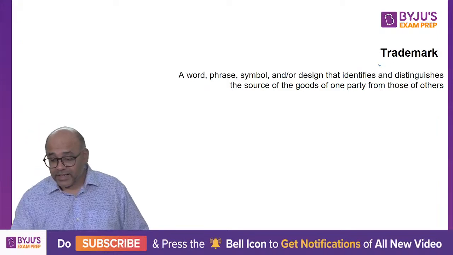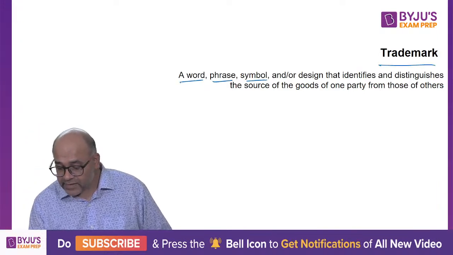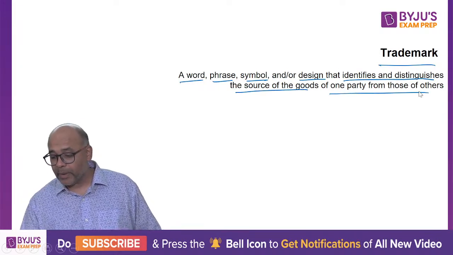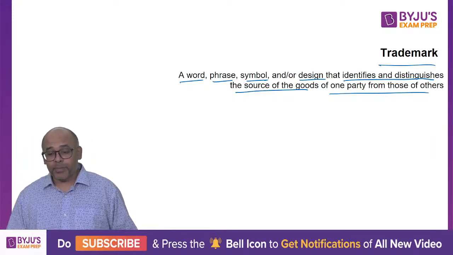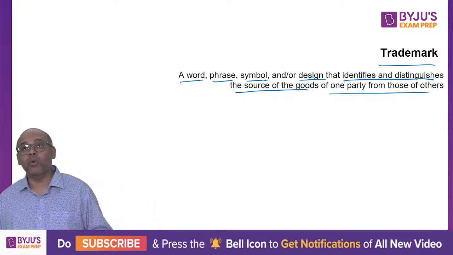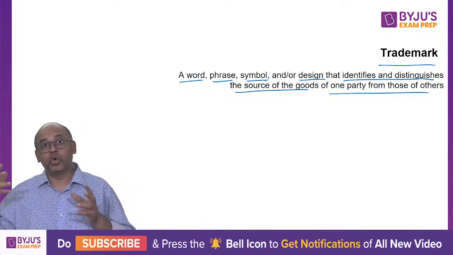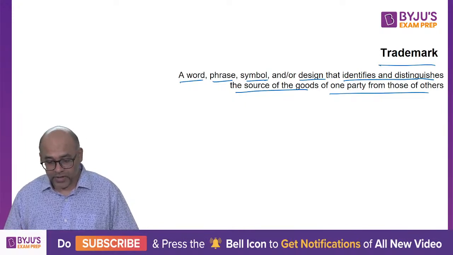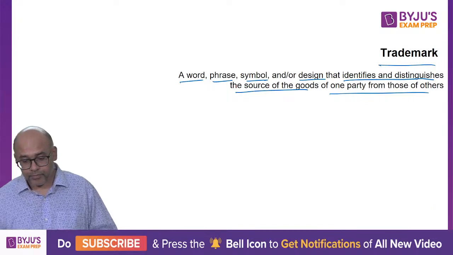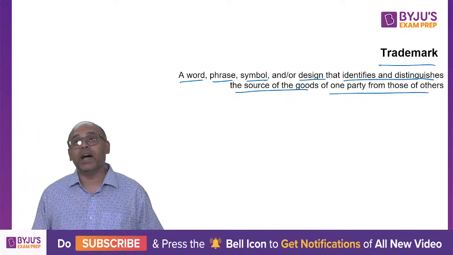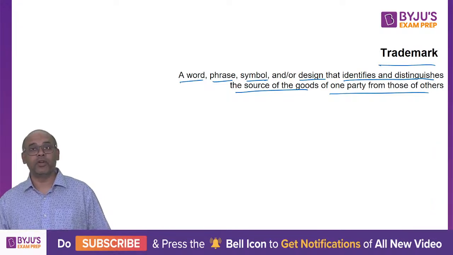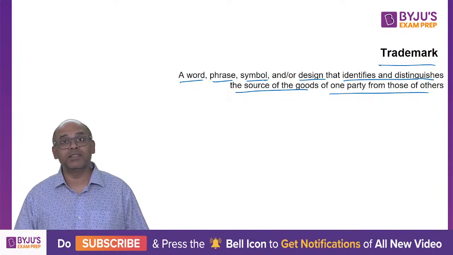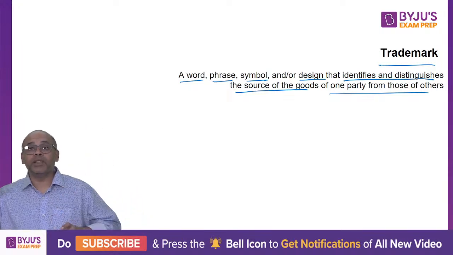What is next? The next thing is a trademark. A trademark is a word, phrase, symbol, or a design that identifies and distinguishes the source of the goods of one party from those of the others. So basically, trademark talks about how my goods are different from the others. Let us say I have a logo. I will trademark this logo. Nobody else can copy the same logo.